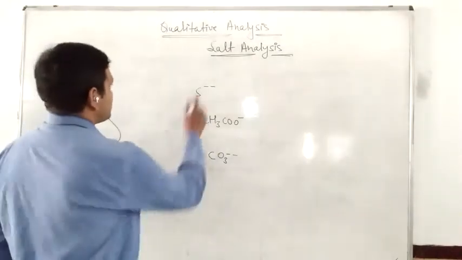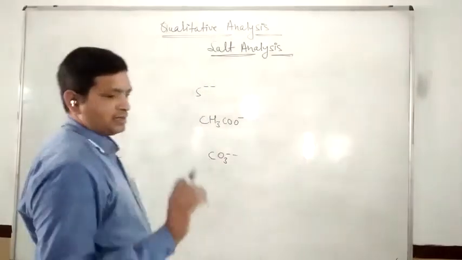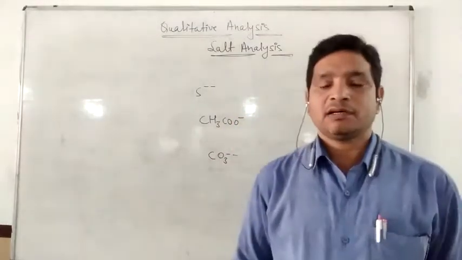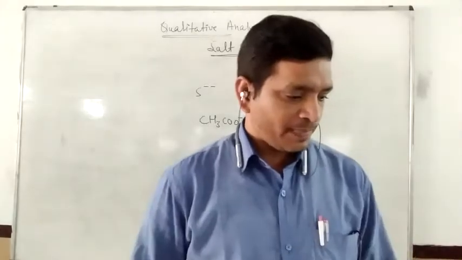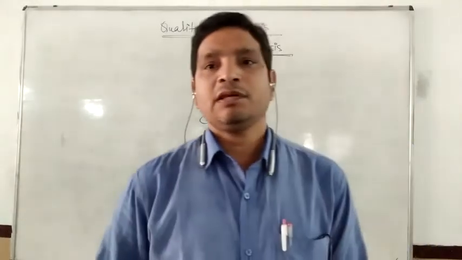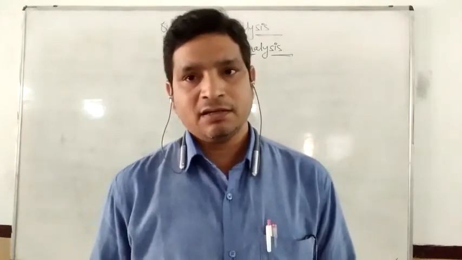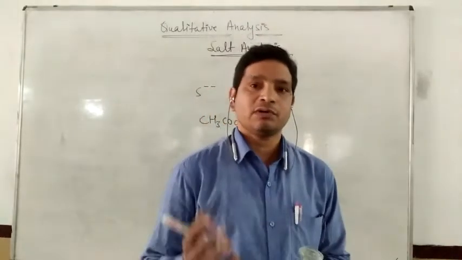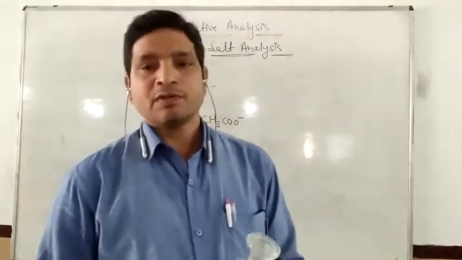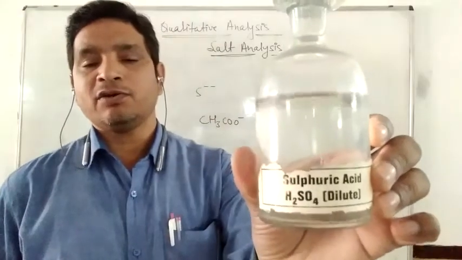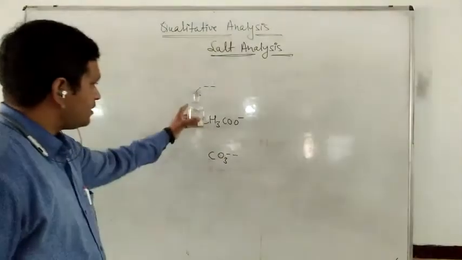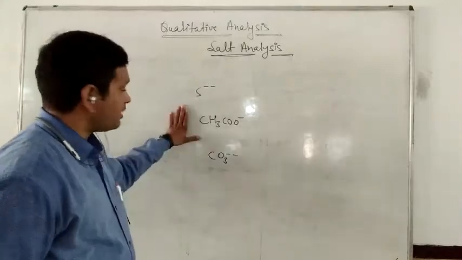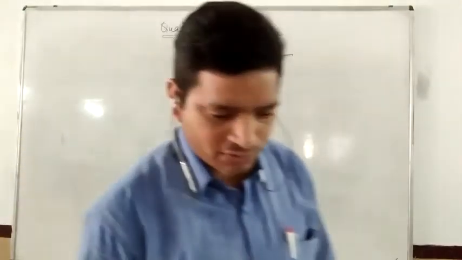Now for the acidic radicals, the first chemical which we use to detect these anions is called a reagent, and today all acidic radicals will be tested by either dilute sulfuric acid or concentrated sulfuric acid. I will show you the practical here of how we can determine this. So this is the sulfuric acid, and it is dilute sulfuric acid. All these anions will be determined by using dilute sulfuric acid. Okay, so let's check it out.